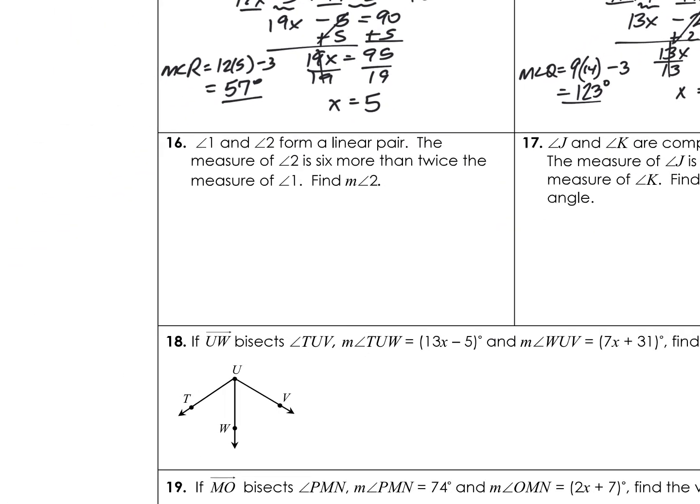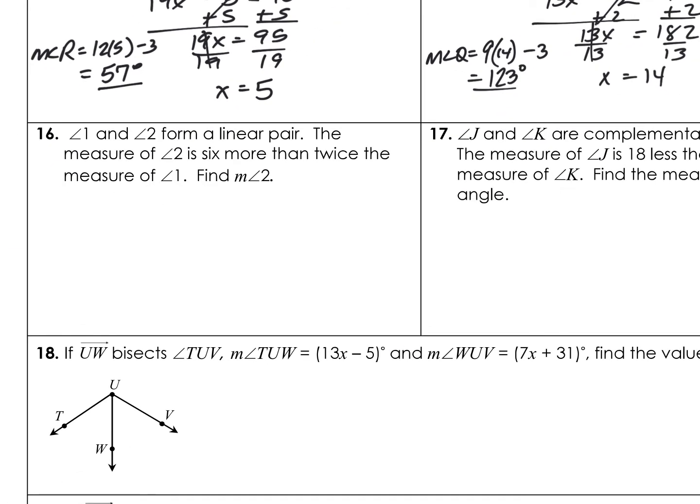Okay. 16. Angle 1 and 2 form a linear pair, which means their sum is 180 degrees. The measure of angle 2 is 6, so we have a little interpreting to do here. 6 more than twice the measure of angle 1. So, angle 1 equals x. Angle 2 equals 2x plus 6. Find the measure of angle 2.